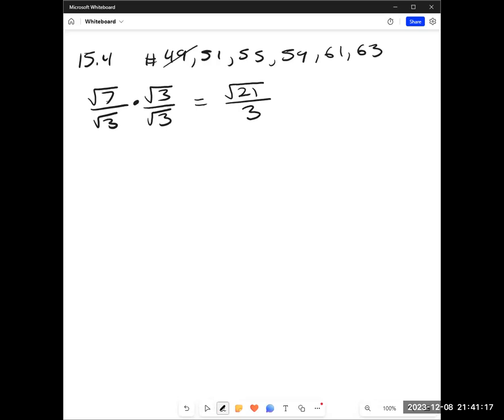So let's go ahead now and look at 4 divided by the square root of 5. We're going to multiply by square root of 5 over square root of 5. It's going to be 4 square roots of 5 over 5.